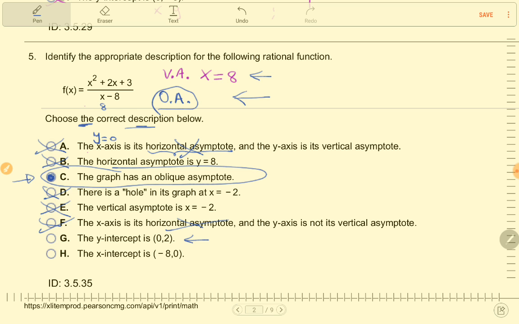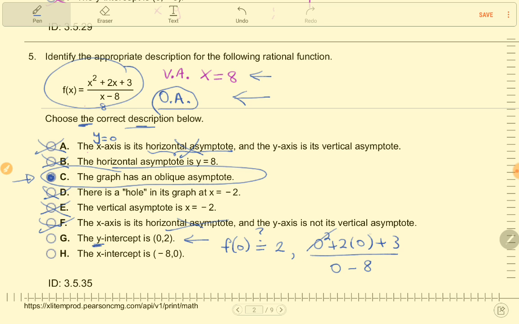So the y-intercept, it's saying that the y-intercept is at (0, 2). So if that's true, when you plug in x equals 0, you get a result of 2. So let's check that. f of 0, is it 2? So f of 0 is 0 squared plus 2 times 0 plus 3 over 0 minus 8. So I'm just plugging 0 into my original function.